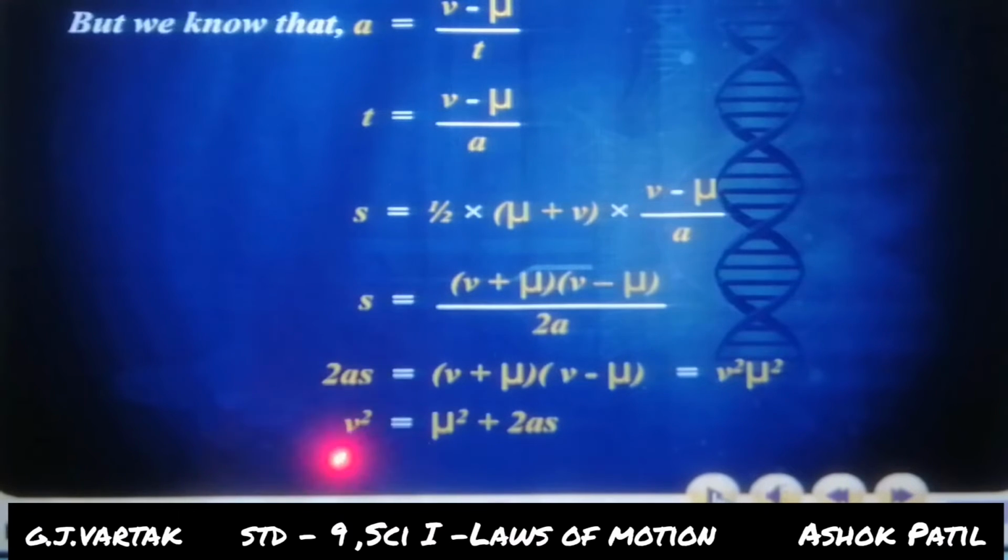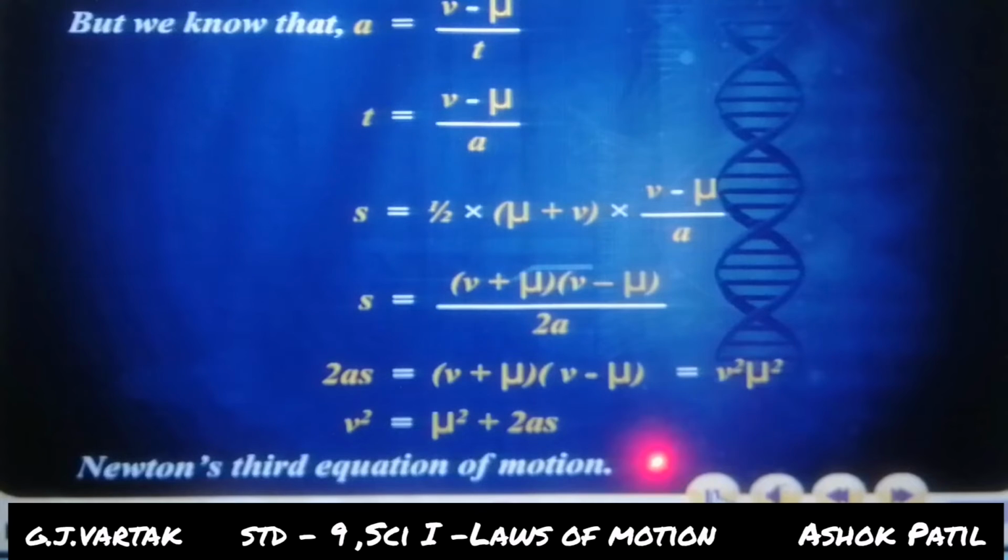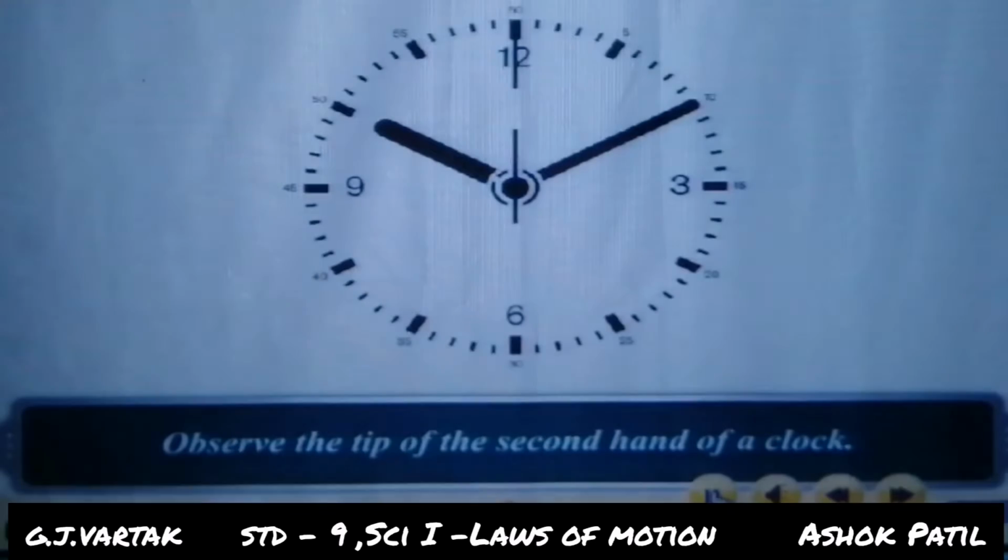Yes, v square is here, and 2as plus u square, or u square plus 2as. This is the correction here: the minus sign is not given here. You give the minus sign in between v square minus u square. This is Newton's third equation of motion. The last equation was Newton's second equation.